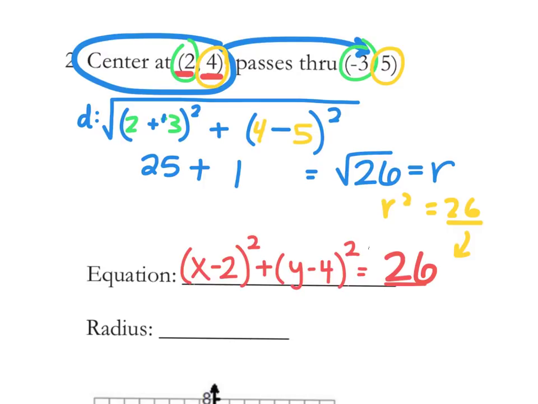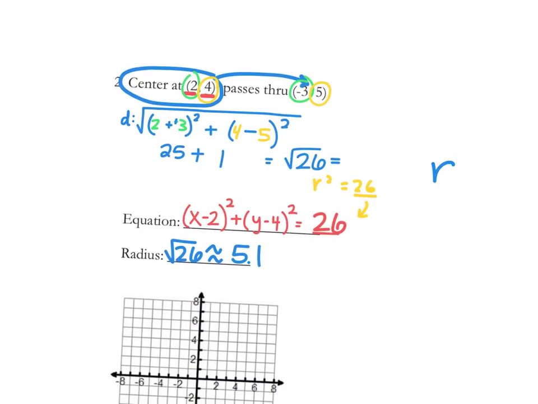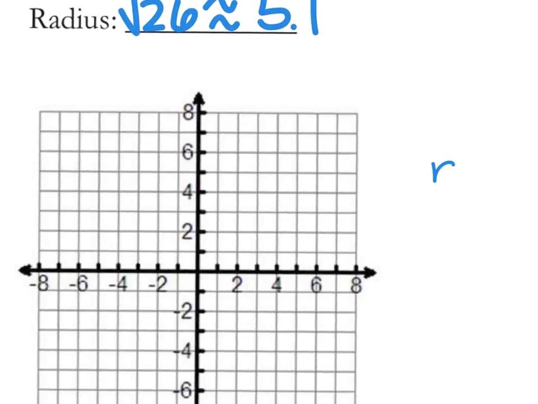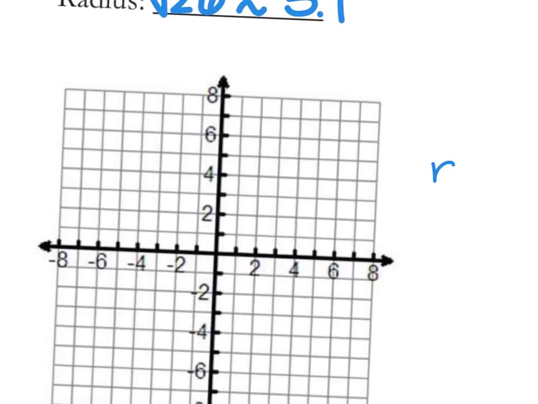Now, something else that I like to do is figure out what the radius is in terms of a decimal. So I know that the radius is the square root of 26. That's about 5.1, and that's going to help me with graphing. Oops, that R got cut off, whatever. All right, so for graphing, the center is 2, 4.